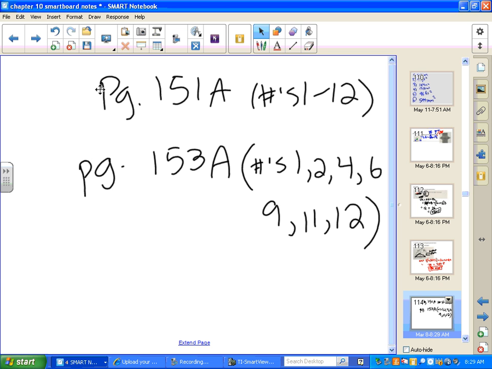Let me just make sure. Yep. 1, 2, 4, 6, 9, 11, 12. Sorry, that's kind of annoying. Because some of them use Pythagorean theorem, don't do them. You don't need to do millions of rectangles unless you want to. No, that's enough. If you can do those, you're good.